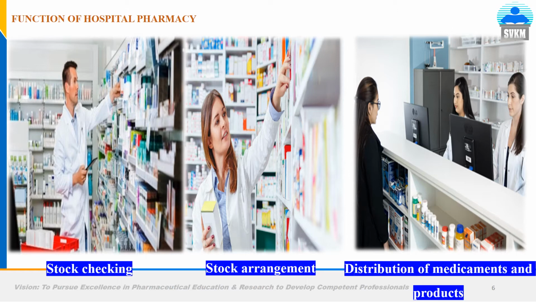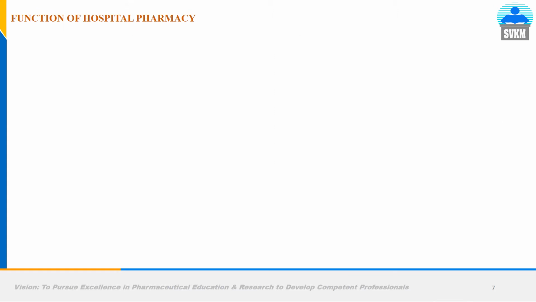So the distribution of a medication to the concerning department, either the OP department or the IP department, we have a classification of our hospital pharmacy. It's a responsibility of a hospital pharmacy, or the stakeholders of the hospital pharmacy, to ensure the uninterrupted supply of a medication to either OP services or IP services. So this is all about the function of a hospital pharmacy.